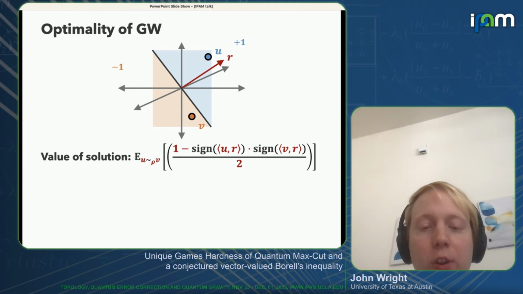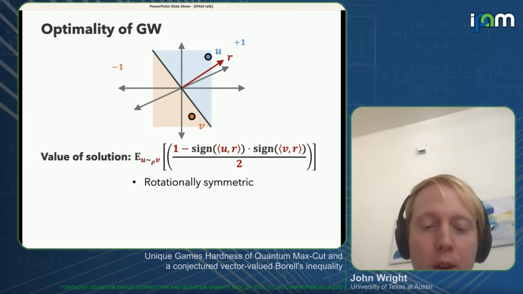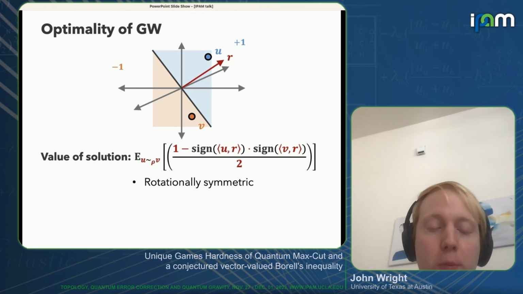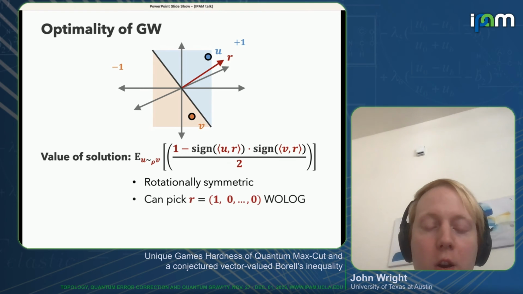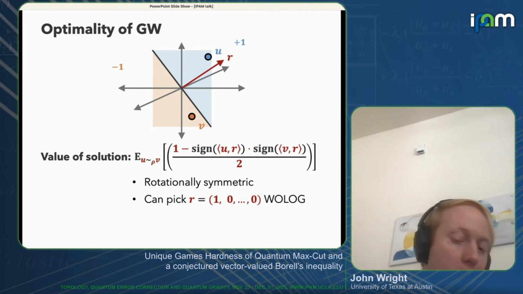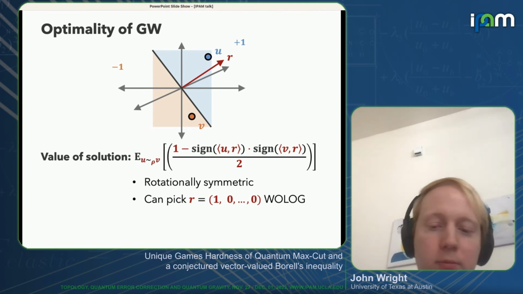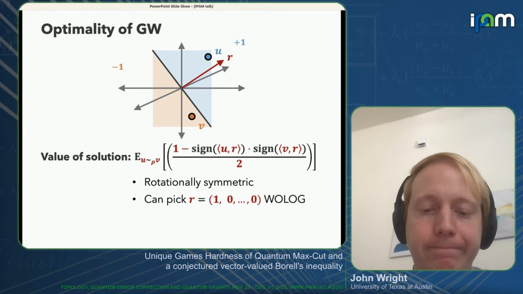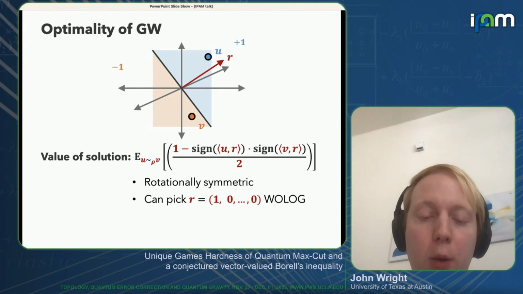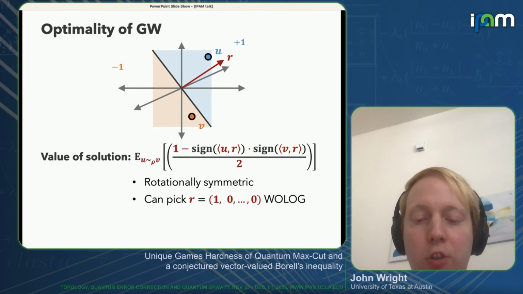Now this thing is actually rotationally symmetric. It doesn't matter which R we pick. So we might as well just assume that we always pick the R which is the first standard basis vector, so 1 followed by all zeros, without loss of generality. If we do that, the inner product of U and R is just going to be U1, and the inner product of V and R is just going to be V1.